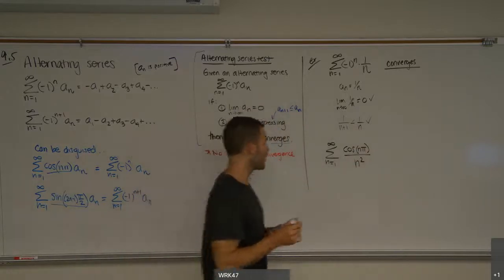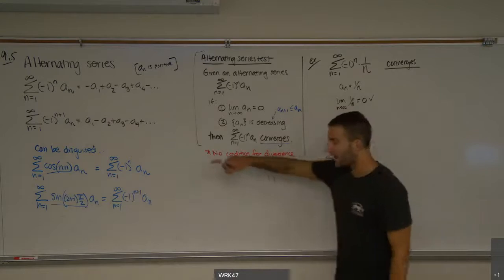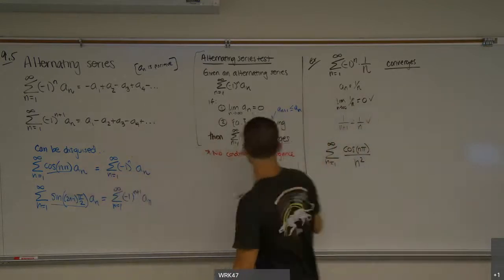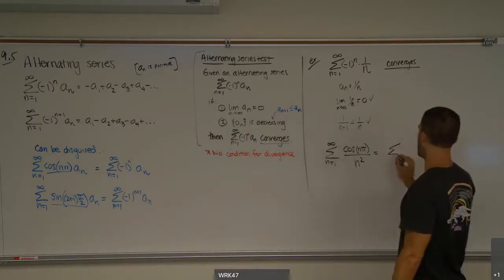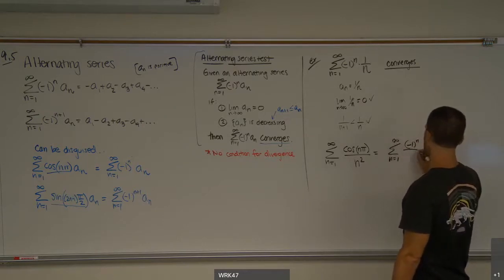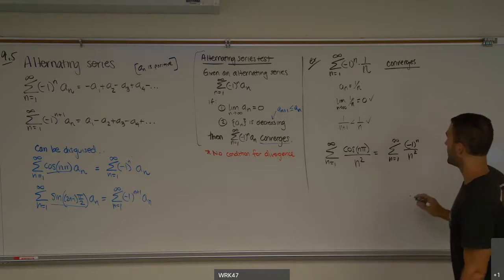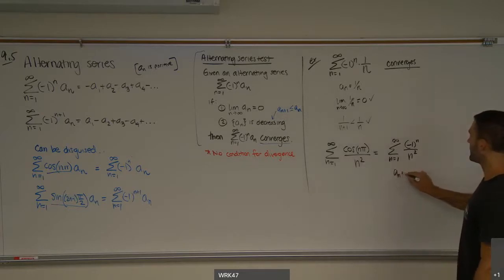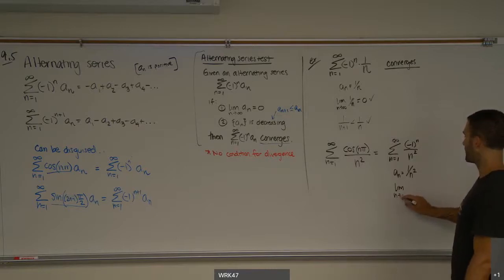Now, although this might not look alternating, remember cosine of n pi, that's just a fancy way of saying negative 1 to the n, and so we can really think of this as negative 1 to the n over n squared. And so the thing that's being alternated here is 1 over n squared. What do I know about 1 over n squared? Its limit definitely is 0.